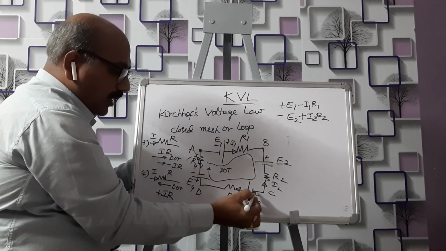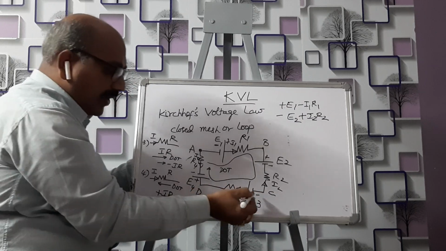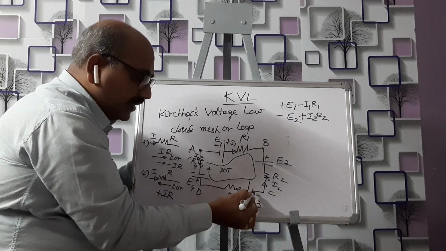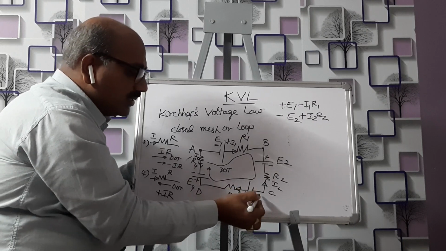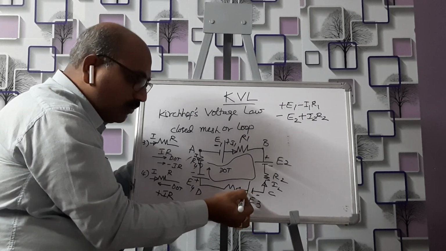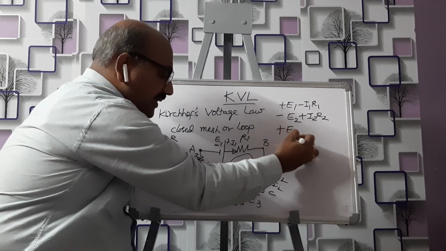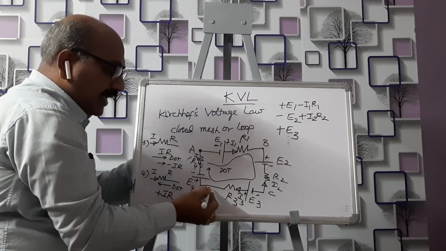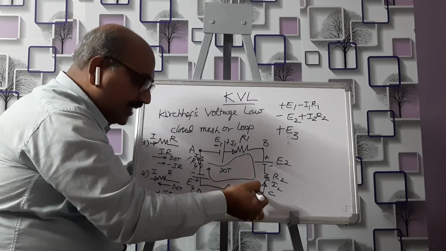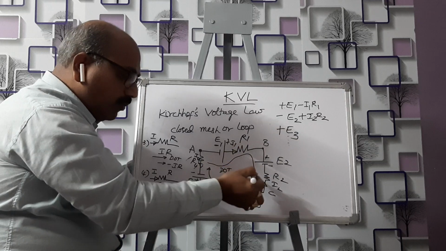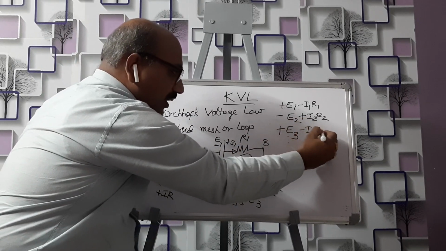Now come to here. When we are traveling from C to D, we encounter the third battery. How are we traveling through it? Minus to plus. Whenever we travel from minus to plus, this value is always a voltage rise, plus E3. Again, in the case of the resistance drop, the value of the drop is I3 R3, but the actual current and the direction of travel are both in the same direction, so its value is minus I3 R3.